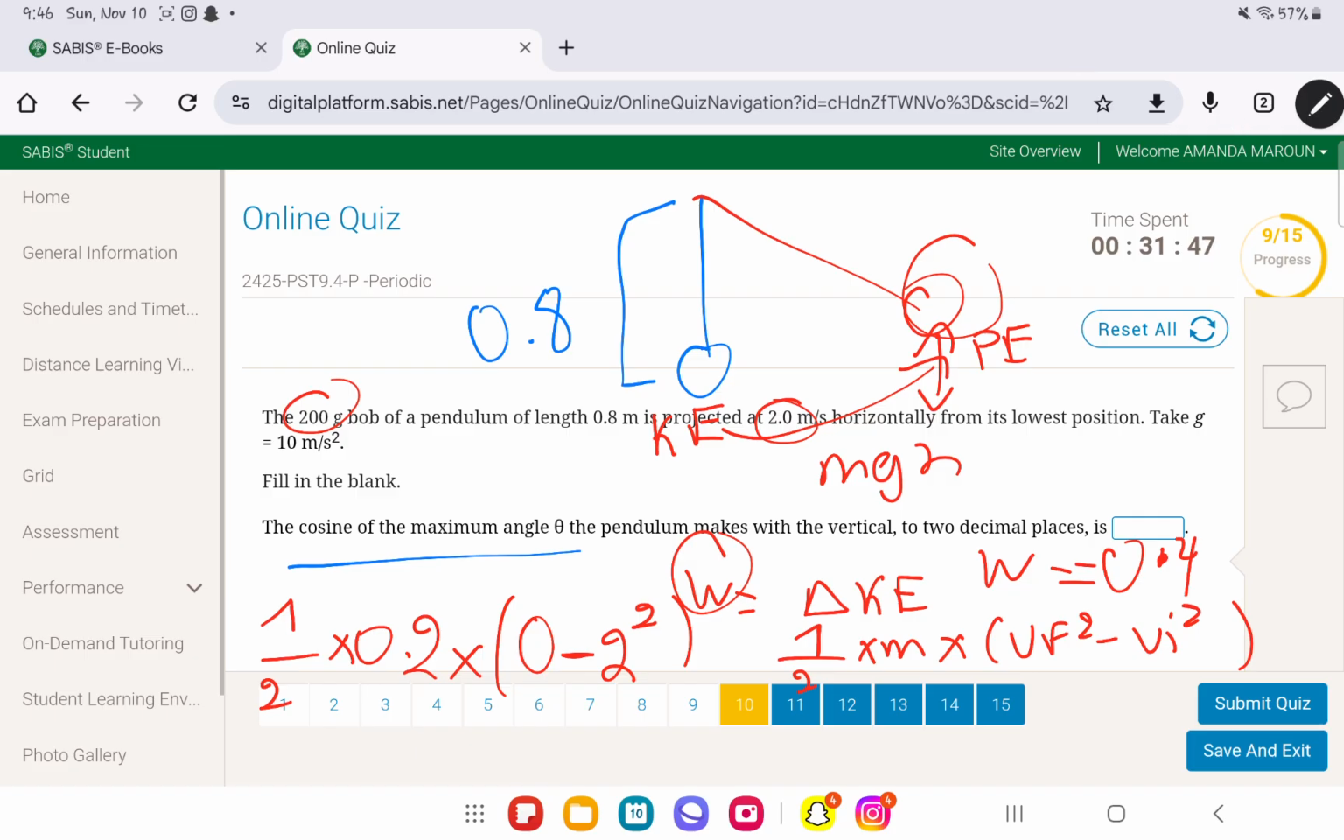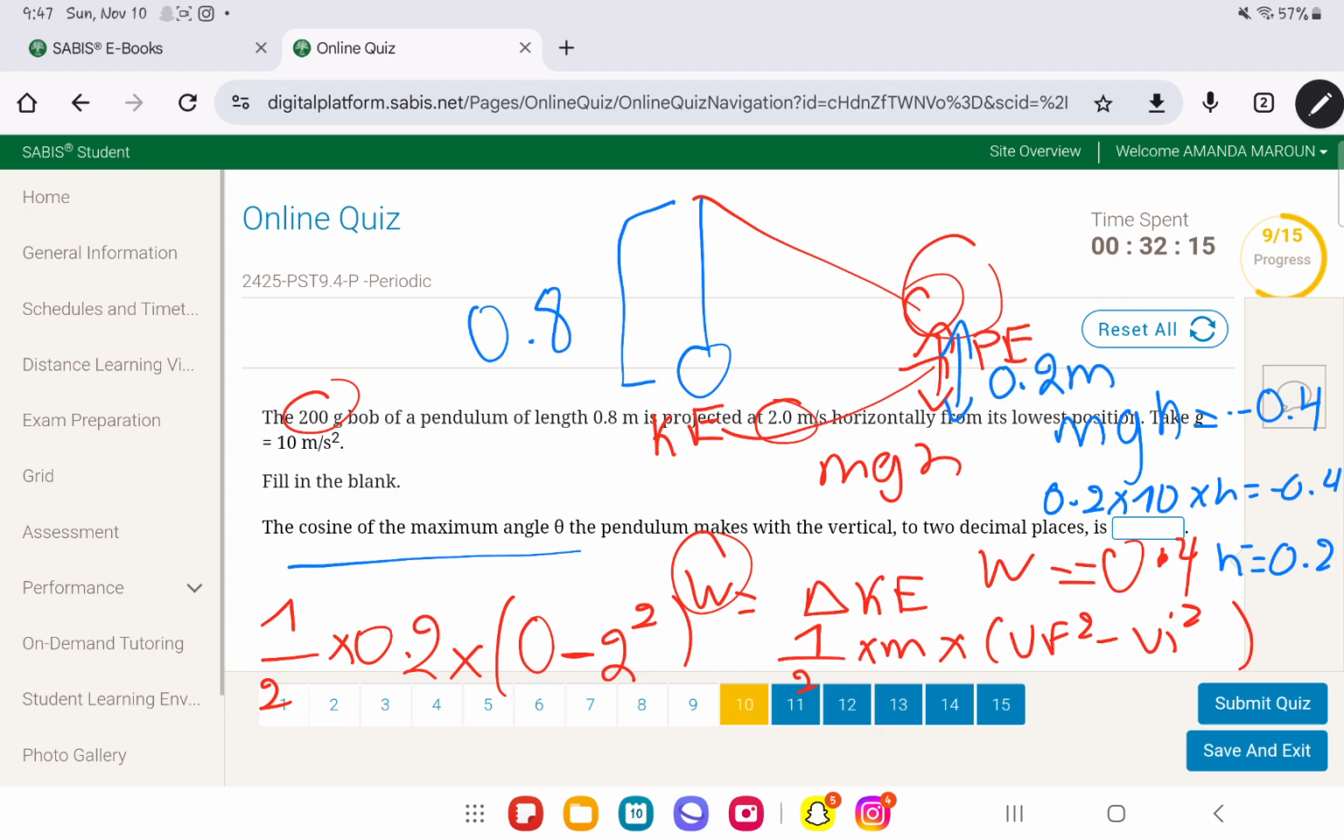Now applying mgh, you're going to get mgh is equal to minus 0.4. Okay, we have our mass, which is 0.2, times the g, which is 10, times the height that we need to find. So then the height, after solving, you're going to get it is minus 0.2, but we cannot have a negative height, so just put it in absolute value. So now we get that this height over here is 0.2 meters.